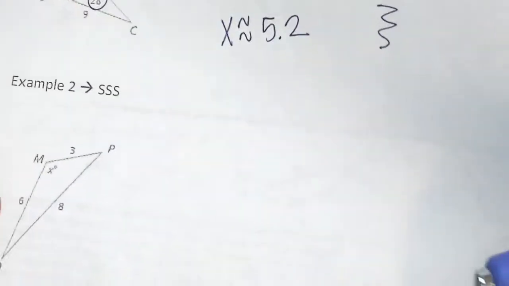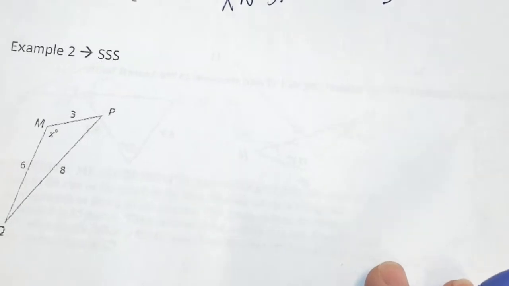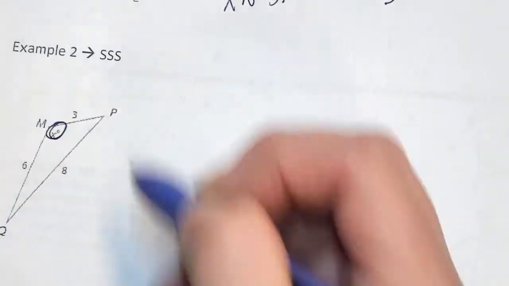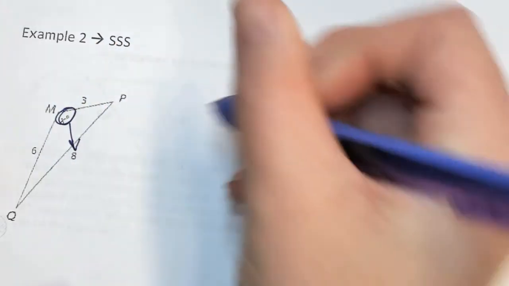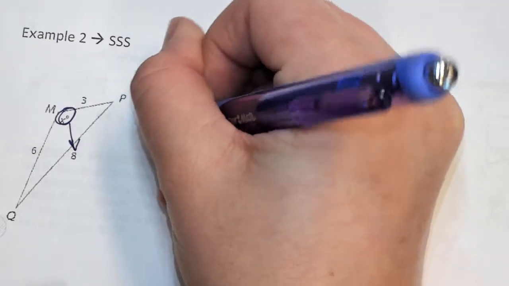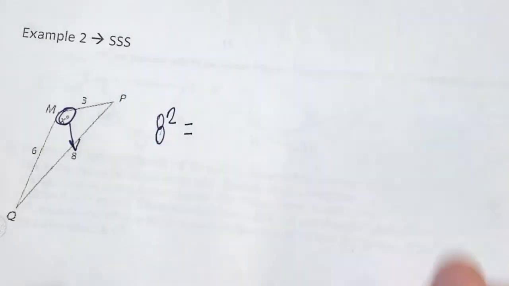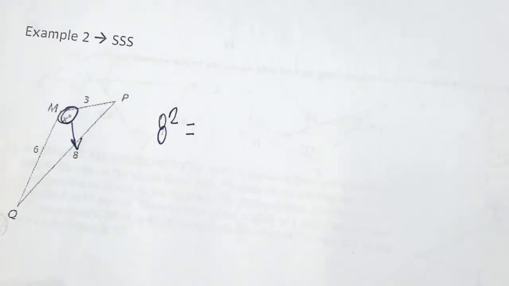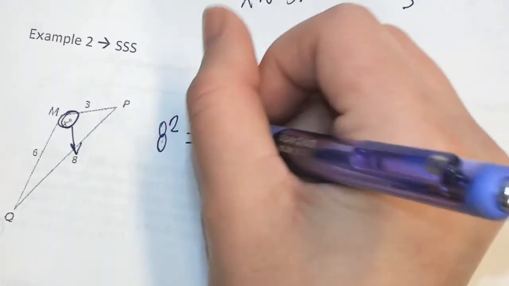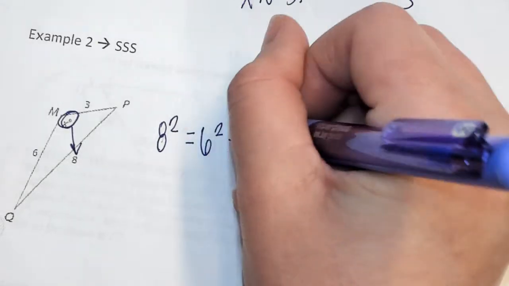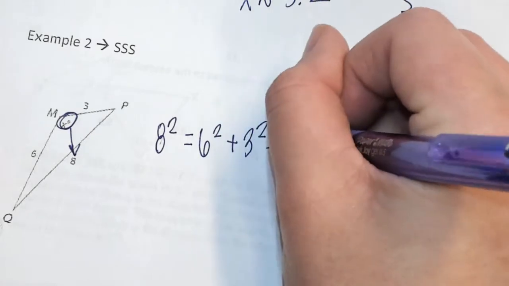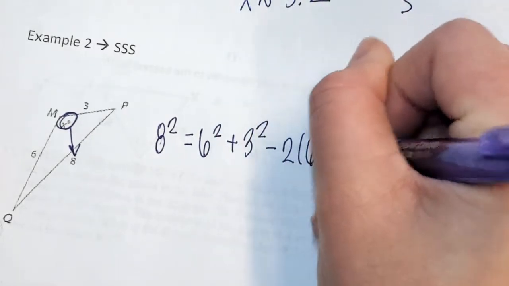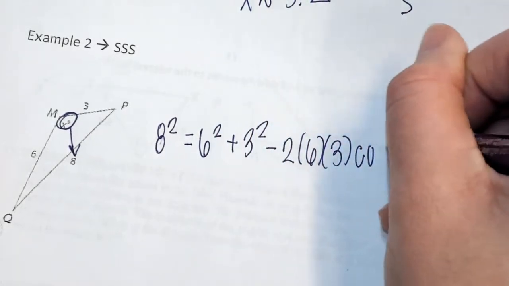Okay, example number 2 is when you have side, side, side. So this time we're finding an angle. So x is our angle. So if x is our angle, then who's going on the outside? 8. So let's skip the setup part and let's try just to jump straight into the equation. 8 squared equals, what are the other two sides? 6 and 3, does the order of those two matter? It does not matter. Minus 2 times those two sides, cosine of x.